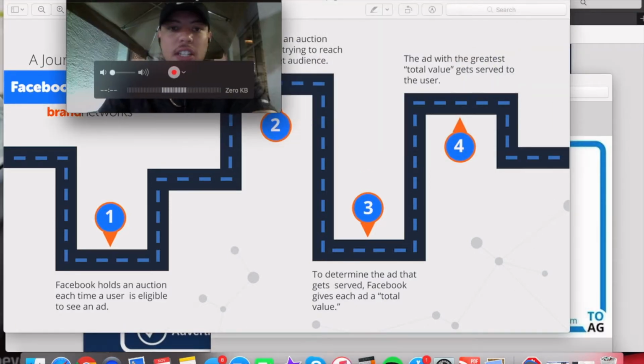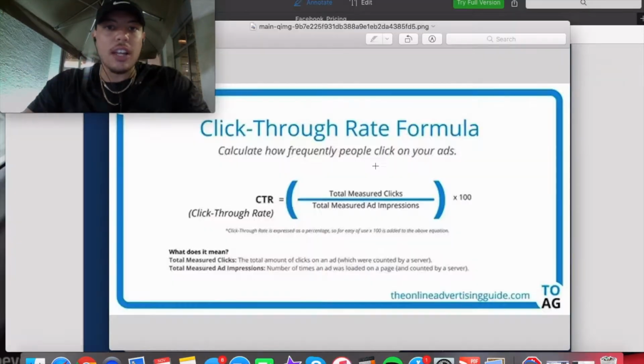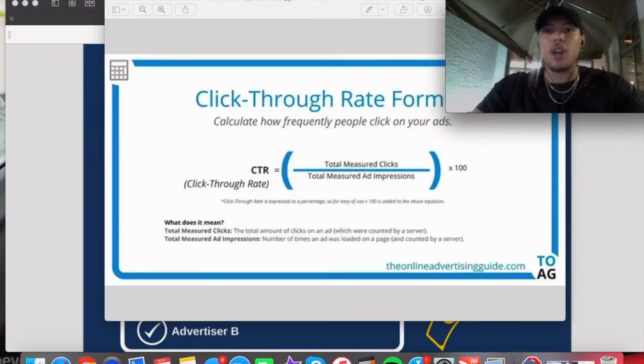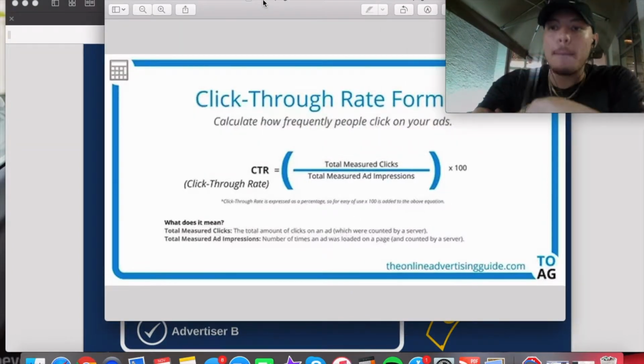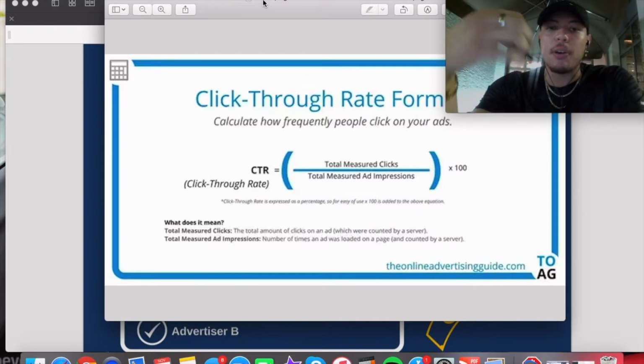And that flows us to number 4, which is the ad with the greatest total value, aka click-through rate, gets served to the user. It all comes down to click-through rate. That is how Facebook is going to charge us, and that's how we are able to outbid our competition and get our advertisements in front of the eyeballs that we're looking for.